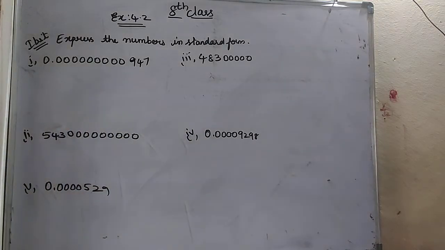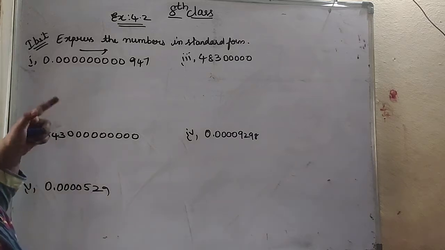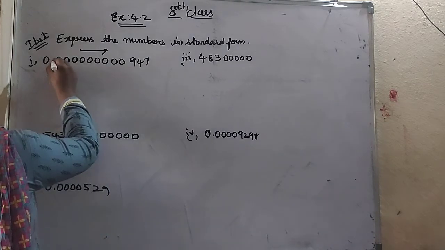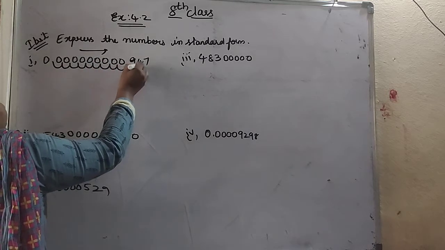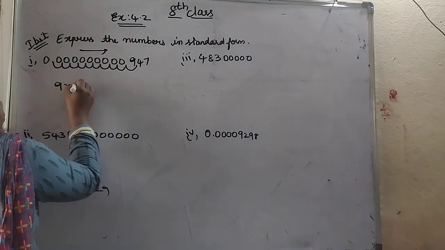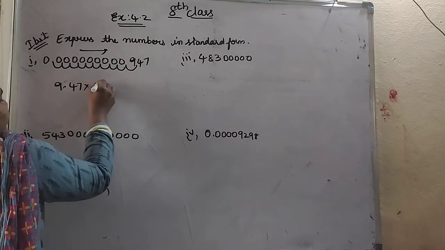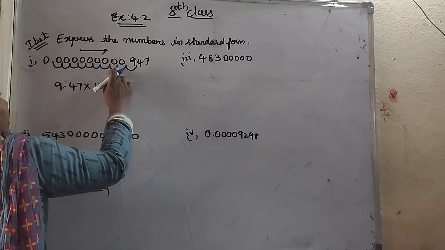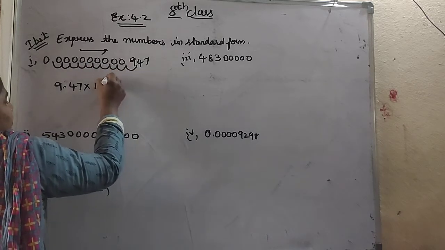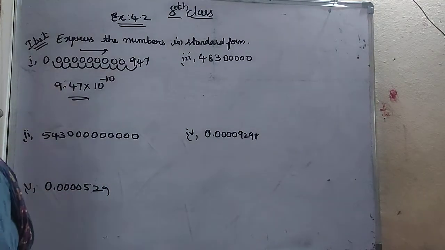Okay, so now we have to convert into standard form. So this is a smaller number. So we have to move to right side. The point should be moved to right side. So 1, 2, 3, 4, 5, 6, 7, 8, 9, 10. So it is 9.47 into 10 power minus 10. So what is the answer? 9.47 into 10 power minus 10.